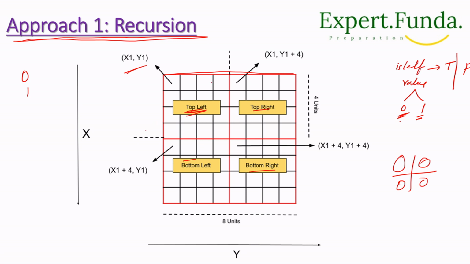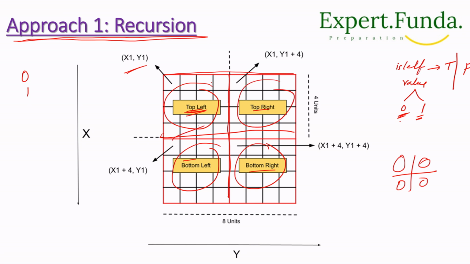If the values are not the same, we'll create a new root node. We'll make a recursive call to the 4 matrices. We'll divide this one and check first for this one, then this, this, and this. We'll do a recursive call for all of them.